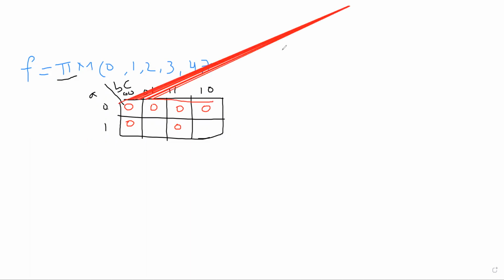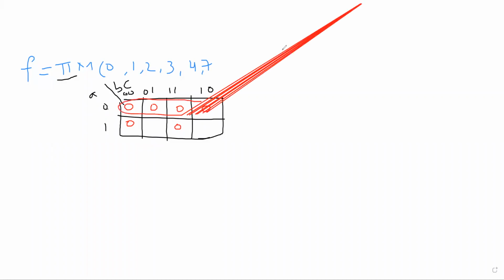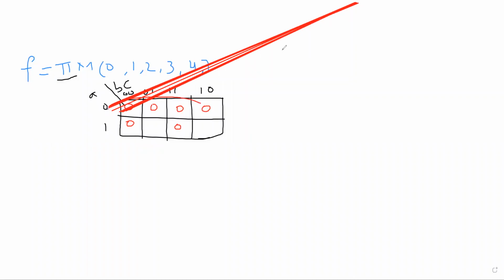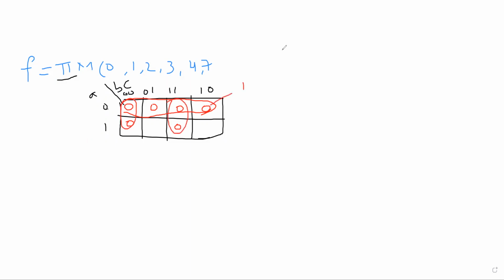This will be one group, this can be one group, a quad can be formed with this. Okay, a quad is going to be formed. You can form a quad, and here you can form a pair like this. Now let us consider this is the first one.